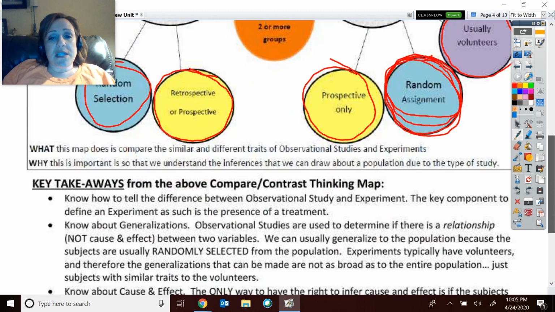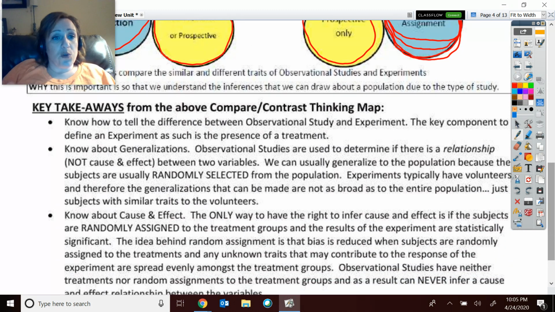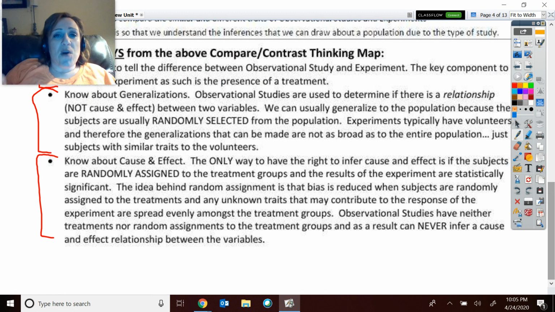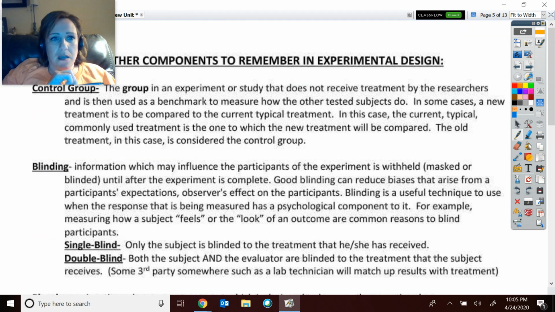All right, so those key things that I just talked you through, here are those key takeaways that you could go through and read, but these are the main things that you must know about the differences between observational studies and experiments. Okay? All right, a couple other things. Let's remember some of this vocabulary. This unit was so rich in vocabulary.